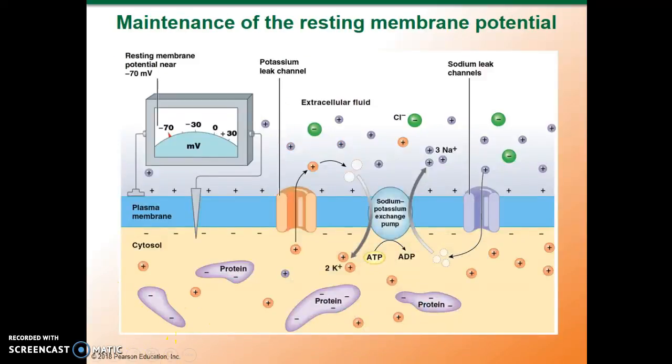So you can see a variety of things going on here. We have our negative proteins inside the cell. There are positive charges inside the cell. There are positive and negative charges outside the cell. But relative to each other, inside the cell is more negative at negative 70 millivolts than outside the cell. There are leak channels. Potassium is always leaking out. Sodium is always leaking in. And to help maintain this balance, we have the sodium-potassium pump that shoots out 3 sodium for every 2 potassium it brings in.